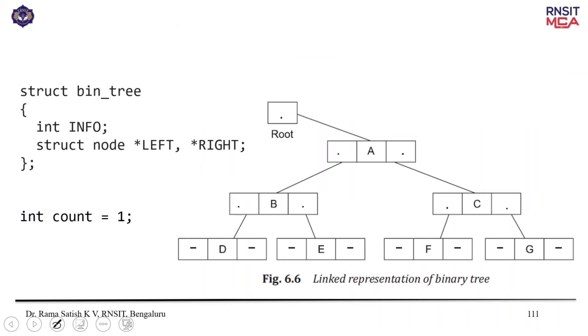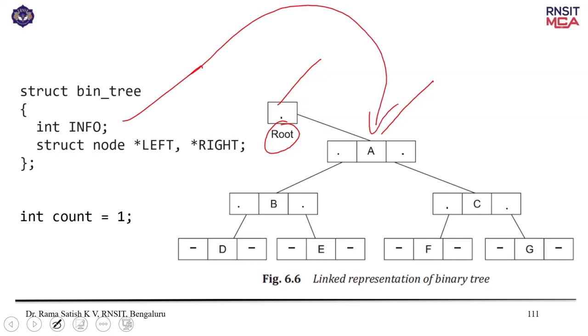You look at here, this is the representation. There is a special pointer, you call it the root pointer, and this is a node where you are storing the info. Look at the same struct binary tree: info stores the information, and left and right are pointers. So left and right are pointers that point to the left tree and right tree. Again, a node will have 2 pointers and an info field.